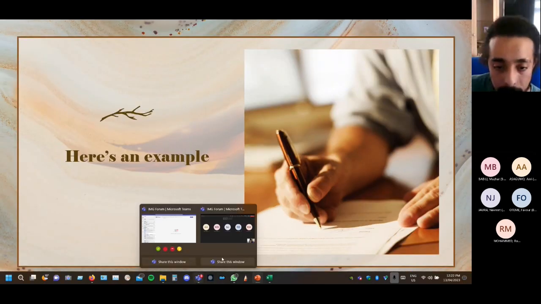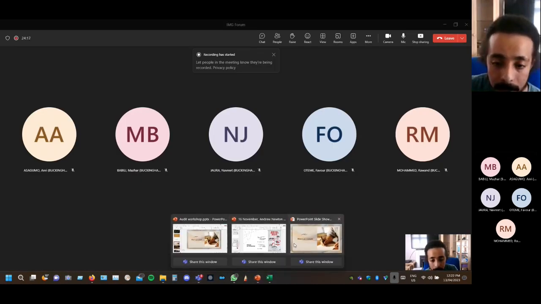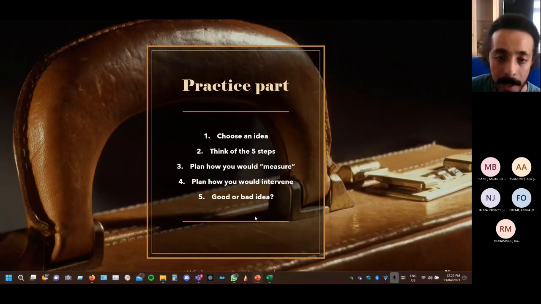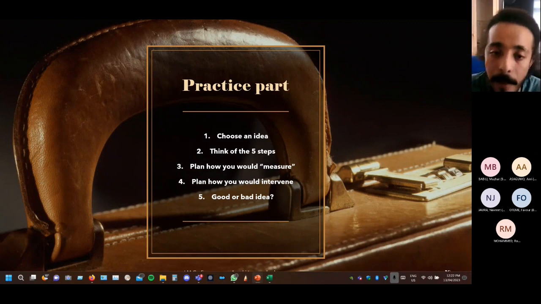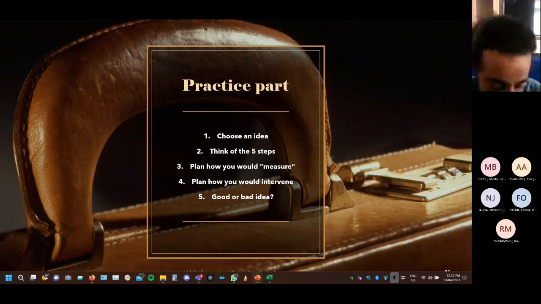Okay. We have a lot of people here, so I want you guys to think of an idea. So let's say one of you comes up with an idea, and we'll think about how feasible it is, how manageable it is, and tell me how you would measure that, and then how you would intervene. And overall, we can think about whether it's a good idea or a bad idea. So any suggestions for an idea?